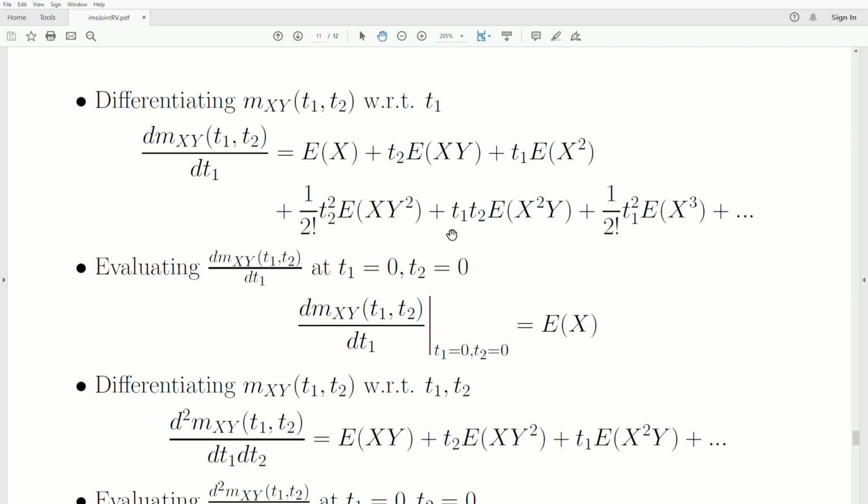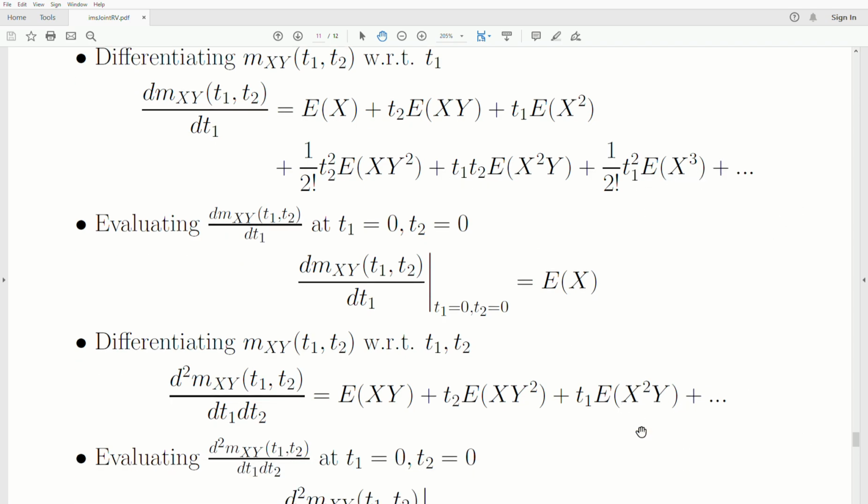Now, let's differentiate this with respect to t2. So if we look at this expression and then take derivatives with respect to t2, this is a constant, so it's 0. Here we just get the expected value of XY. This is 0. Here the 2 cancels, leaving 2 t2 times the expected value. Here we get t1, that's constant, and then so forth.